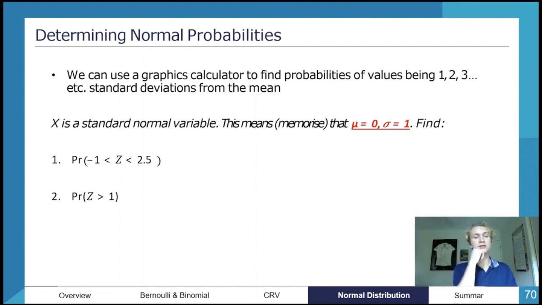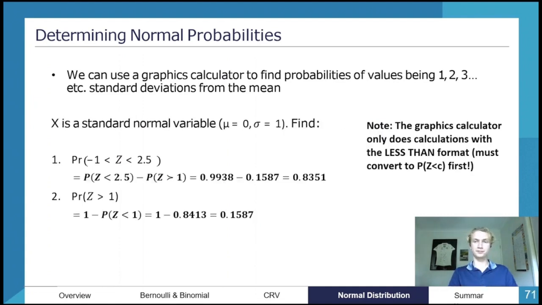And we can then use Z values to determine the probability that it's between -1 and 2.5, or that Z is greater than 1. So one thing to note is when you're using norm CDF, the graphics calculator only does calculations with it in less than. So you have to convert it to probability of it being less than C, even if you're given greater than C, such as question 2. And so you have to minus it from 1 initially to get it to that format.